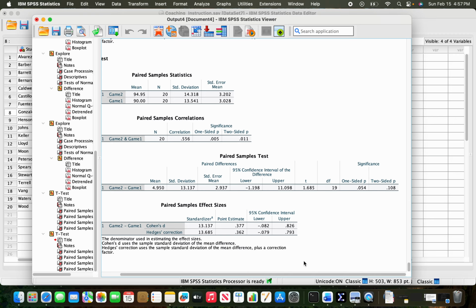I have to actually look at the two-sided p, and that makes things even worse, I guess, if you want to say it that way. Because the two-sided p is 0.108, it's not within throwing distance of the 0.05 significance. It's nearly double that. So I'm going to wholeheartedly fail to reject the null hypothesis, and I'm going to say that there's no significant difference between students' bowling scores before and after the coaching session.